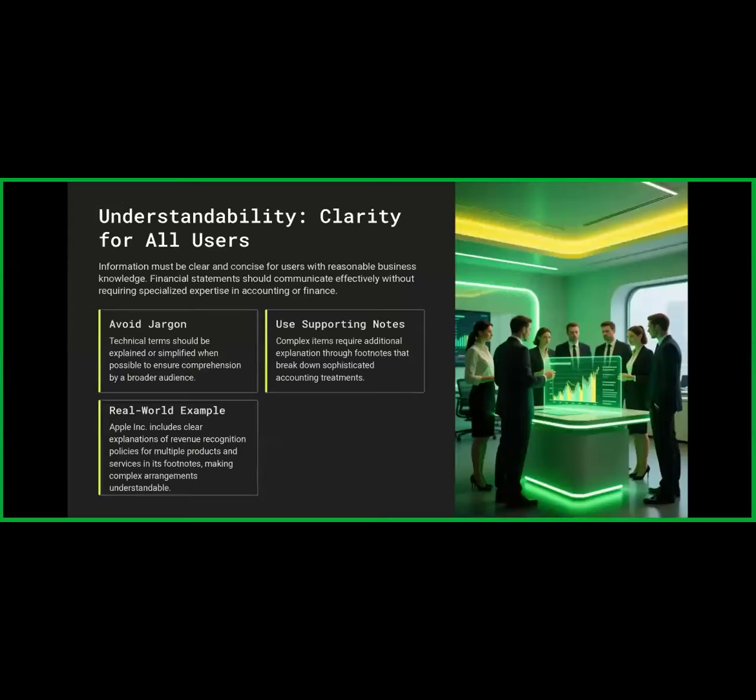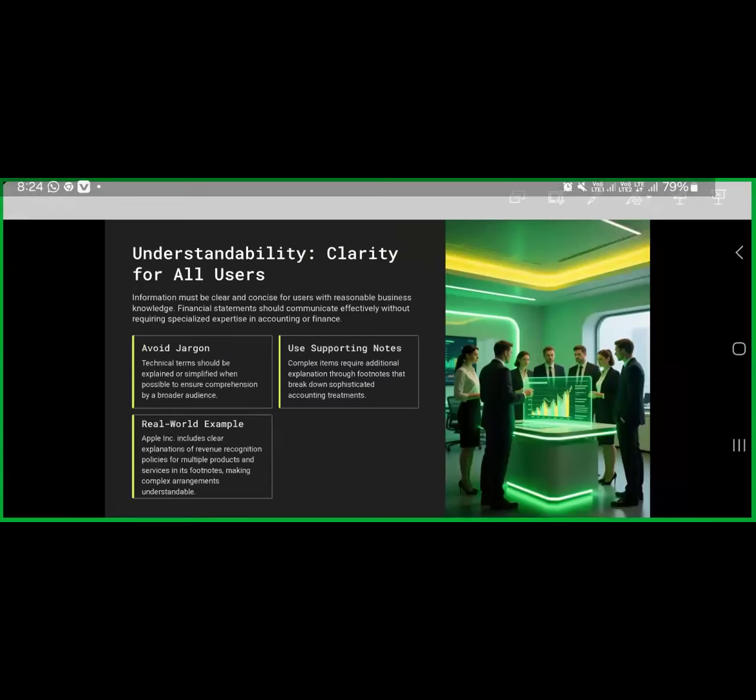Okay. Now next, what are the qualities that any financial statement must have. We will understand all these qualities first, and then we will understand the other aspects of the financial statements. First one is understandability. That is the clarity for all users. So whoever uses these financial statements for different purposes.